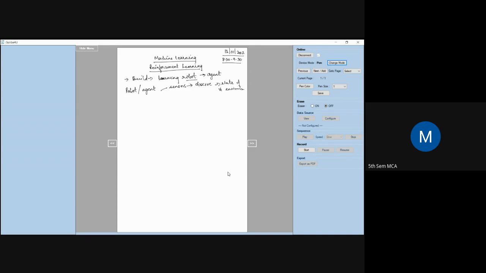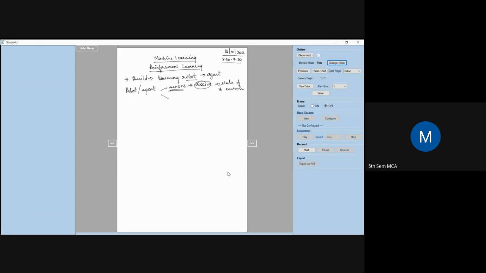Suppose I have a robo here, it will have to observe, no? It has to see what all is there around its environment or its surroundings, what all is there in that particular place. How does it observe? It observes using the sensors, right?